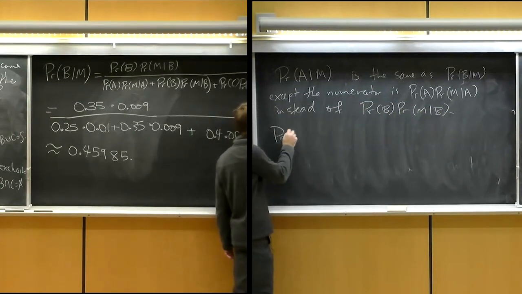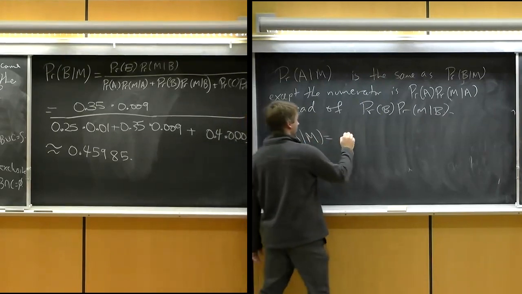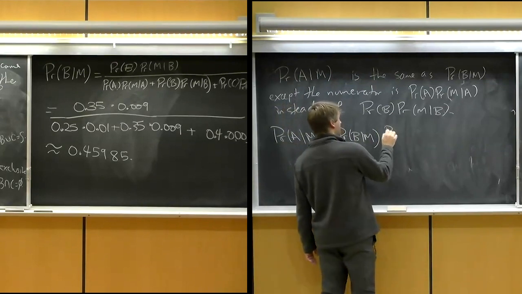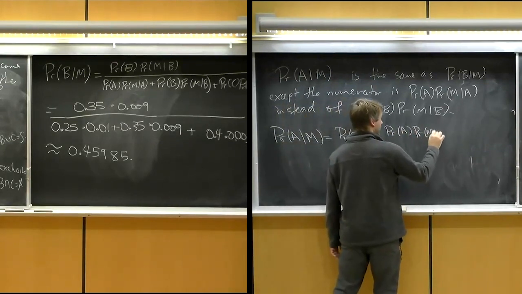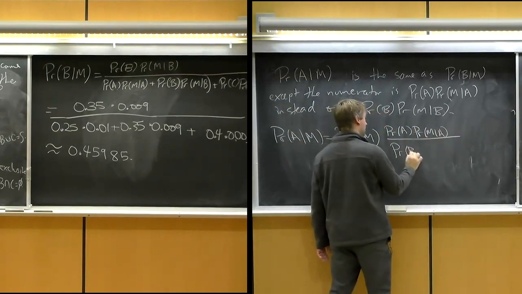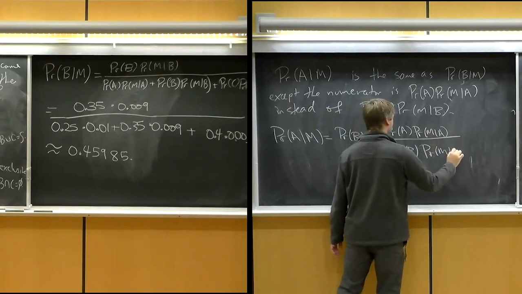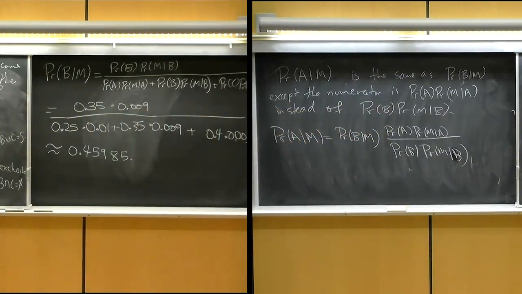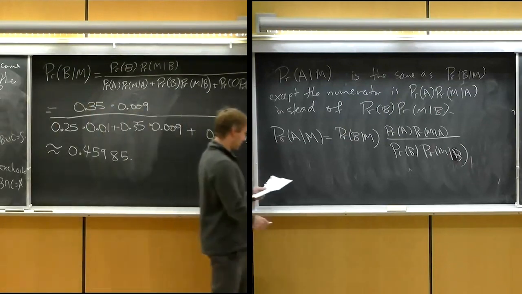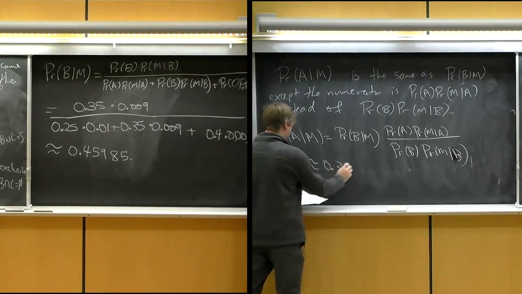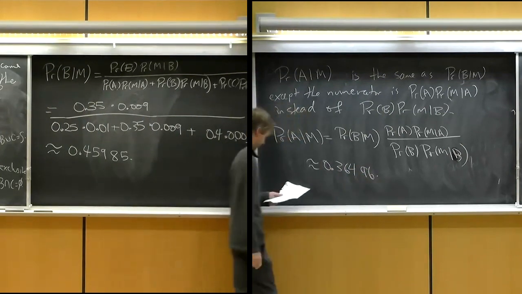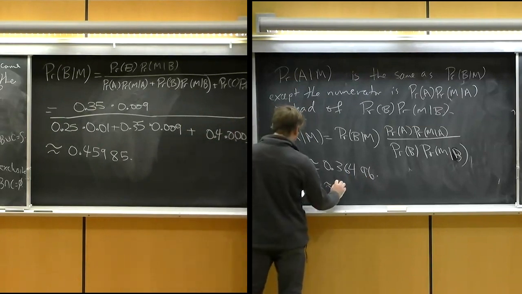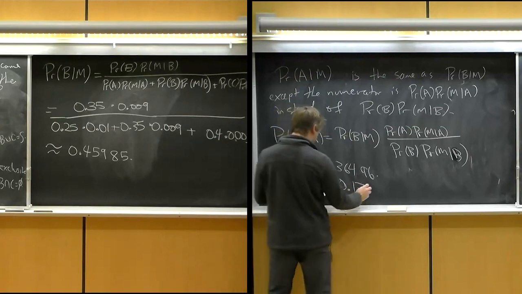So if you think about it, probability of A given M is the same as probability of B given M times my new numerator over the old one. Which maybe is slightly faster to calculate, but okay, I admit that it's not that fast. But that's going to give you about 0.36496. And if you want to check yourself, the probability of C given M is going to be about 0.17518.